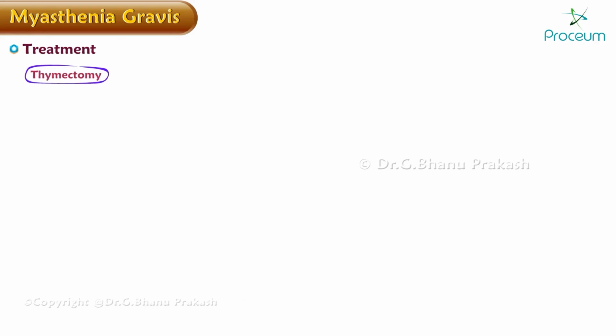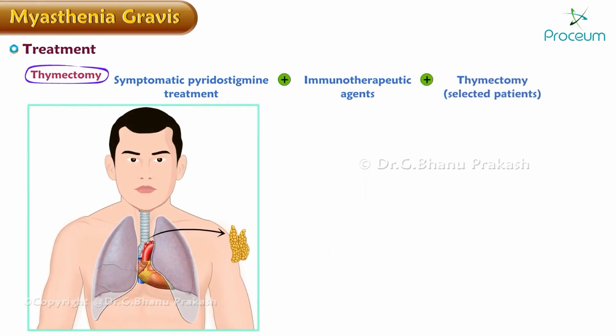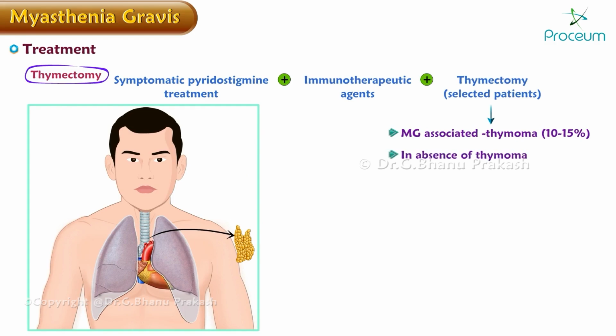Thymectomy. In parallel with symptomatic pyridostigmine treatment and immunotherapeutic agents for myasthenia gravis, thymectomy is required in selected patients. In approximately 10 to 15% of patients with myasthenia gravis associated with thymoma, surgery is indicated for patients in whom complete resection is considered feasible. Thymectomy, in the absence of thymoma, is recommended in patients with generalized myasthenia gravis and acetylcholine receptor antibodies who are less than or equal to 50 years of age.